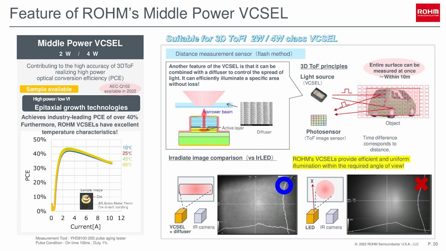The features of ROHM's middle power VCSELs are high power conversion efficiency and good temperature characteristics. The graph on the lower left shows current on the horizontal axis and PCE on the vertical axis, with the lines color-coded by temperature. It is the only VCSEL that achieves an industry-leading 40% conversion efficiency and has very low temperature dependency. Another feature of ROHM VCSELs is that they can be combined with a diffuser to control the spread of light. As you can see in the bottom right picture, VCSELs can efficiently illuminate a specific area without loss.